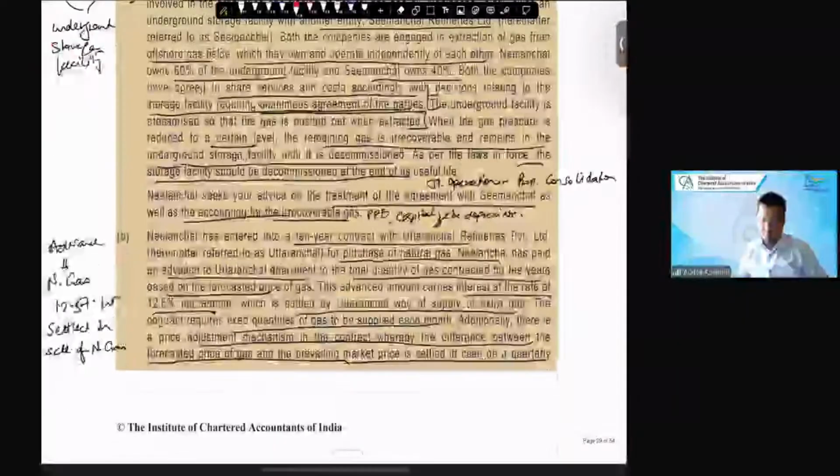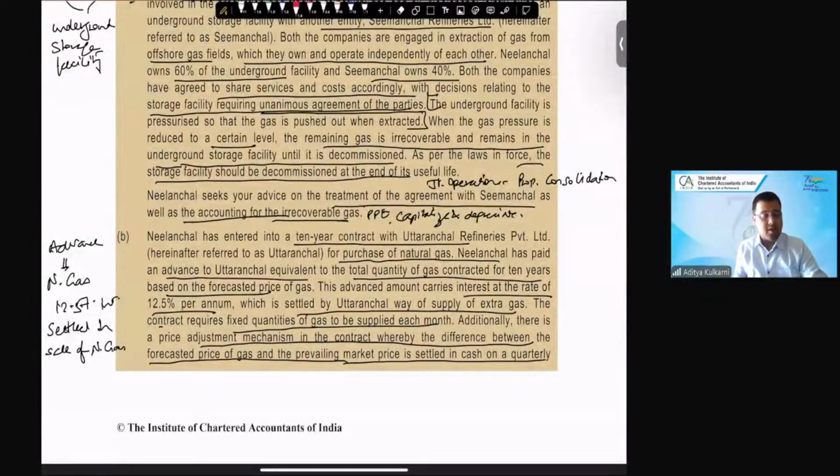Now, Neelanchal has entered into a 10-year contract with Uttaranchal refineries for the purchase of natural gas. So one was extraction and trading. Now demand is so high that it now wants to purchase and sell. So Neelanchal has paid an advance to Uttaranchal equivalent to the total quantity of gas contracted for 10 years based on the forecasted price of gas. Today's date, I have already paid for 10 years supply of gas. Are you able to follow? Yes, advance payment for the next 10 years, for whatever gas supply I get from you, I have already paid in advance for 10 years. Did you understand? Yes, sir.